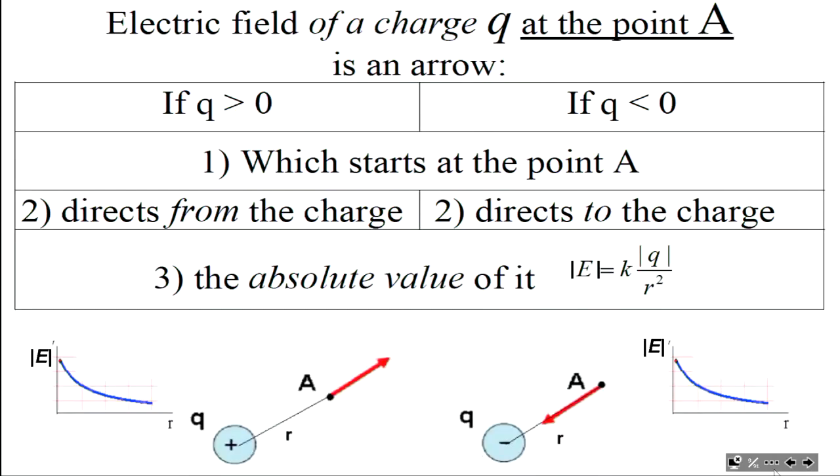And now this slide represents the summary. How do we calculate the magnitude of the electric field? The equation doesn't depend on the polarity because it uses the absolute value of the charge. But the direction of the electric field depends on the source charge. The electric field points away from a positive charge, and the electric field points toward a negative charge.